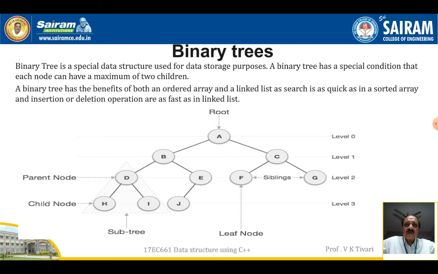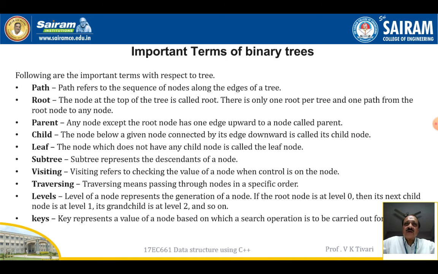The top level 0 node is defined as the root and is connected to parents and children, and this same thing is defined in the important terms of a binary tree. Following are the important terms. One is path. Path refers to the sequence of nodes along the edges of a tree. Root. The root is the top of the tree. There is only one root per tree and one path from the root node to any node.